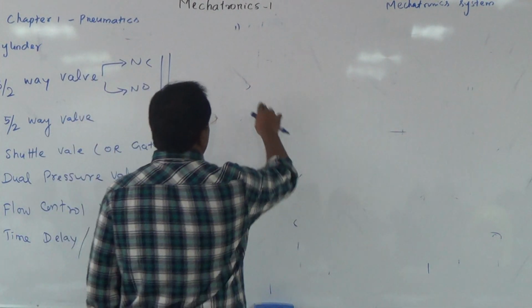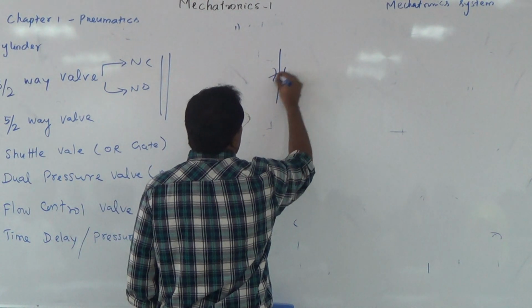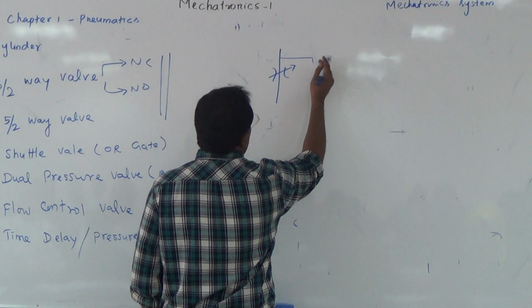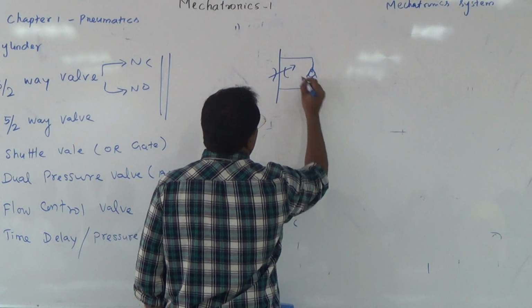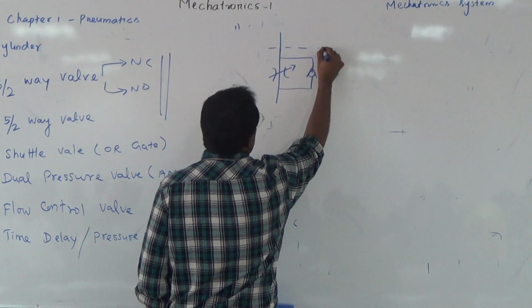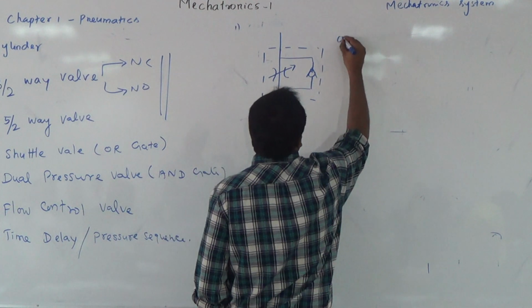Before the air is flowing, you have to use the flow control valve. This is the flow control valve symbol. This is the one-way flow control valve. We can say this is the one-way flow control valve symbol. This is called a one-way flow control valve.